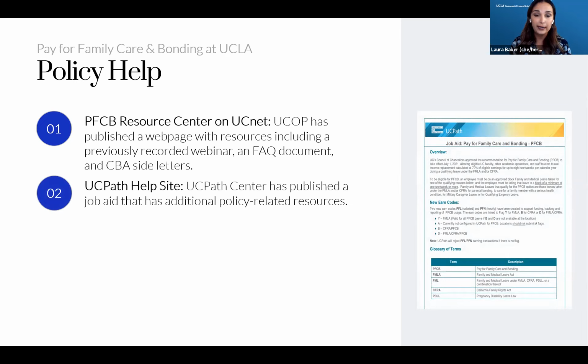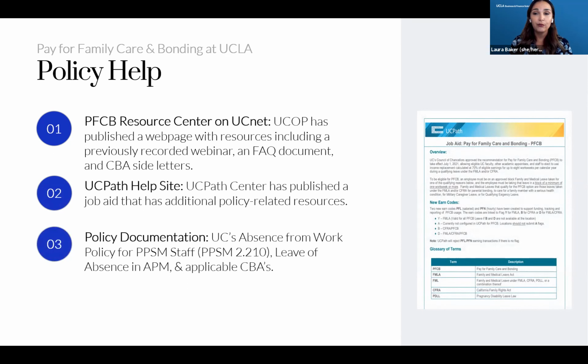On the UCPath Help site, the UCPath Center published a job aid, and it has some additional policy-related resources. So you can leverage that. Also, we recommend that you refer to the policy documentation. For policy covered staff, refer to UC's absence from work policy for PPSM staff, which is PPSM 2.210. Also, the leave of absence section of the Academic Personnel Manual for academic employees. And then, if you have a collective bargaining unit employee, refer to their specific collective bargaining agreement.